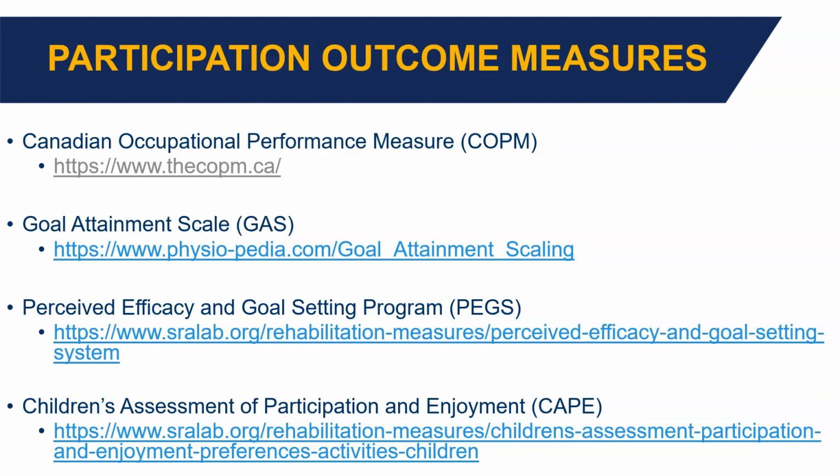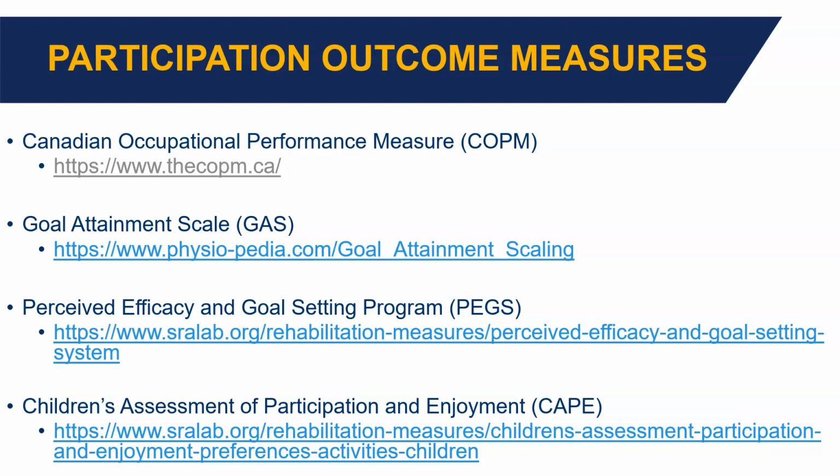Then we have the PEGS, or the Perceived Efficacy and Goal Setting Program. This is a program designed to enhance self-efficacy and goal setting in children receiving PT. It involves collaborative goal setting between the child, their family, and the therapist, and it helps to promote active involvement and engagement in therapy. PEGS helps children develop a sense of confidence and belief in their ability to achieve their goals. It aims to increase children's perceived control and ownership over their therapy outcomes, which ultimately leads to improved engagement and outcomes.